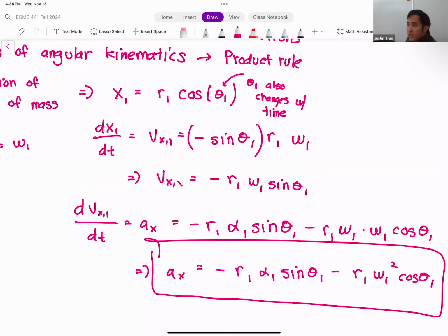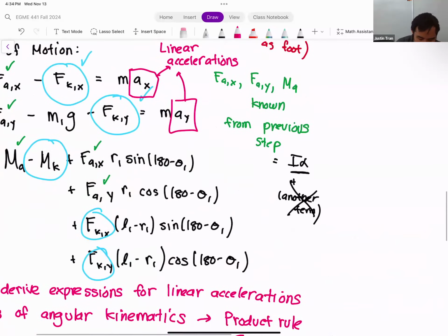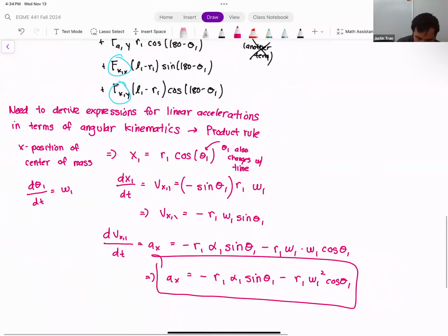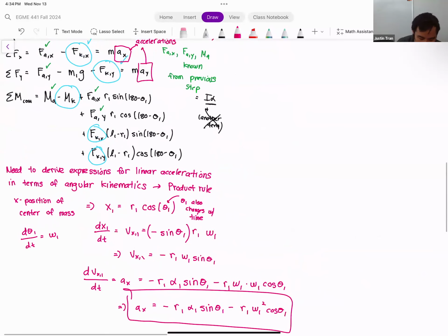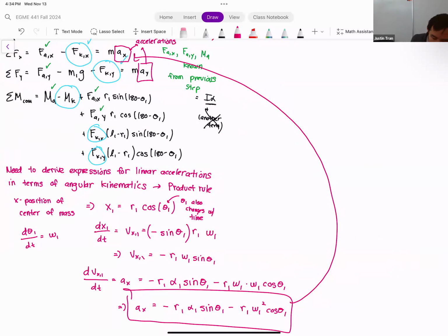All right. Any questions on how we obtained that result there? Okay. So now that we have this expression for ax, we can go ahead and plug this back into our expression up here. So let me zoom out just so you can see it all. Because remember, when we did our equations of motion, we did it in terms of the linear accelerations. But now that we have an expression for the linear acceleration in the x direction, we can go ahead and plug that in up there.